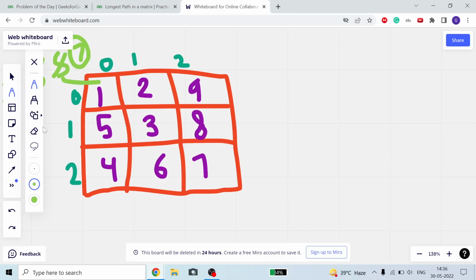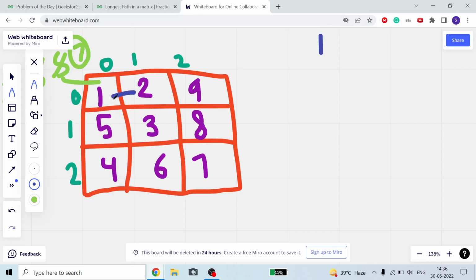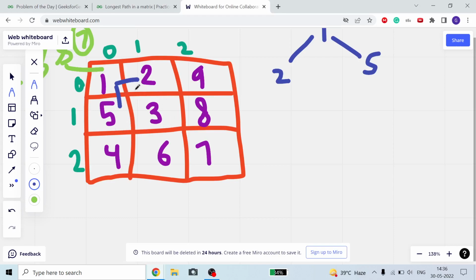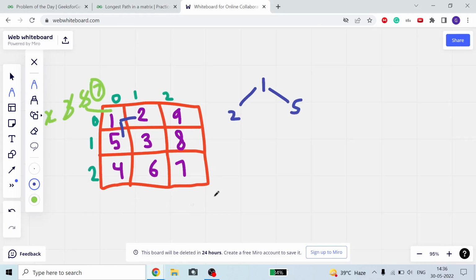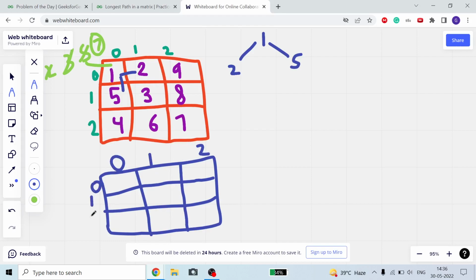From 1, I am making this because it is not that hard, we just need to understand the approach. From 1, we can go to 2, we can go to 5. Suppose for a minute we are going to 5 first, and we are updating the DP here as well. I am making another table, this is my DP table, which initially contains minus 1 in all the cells. These are indexed 0, 1, 2. I am not writing the minus 1s because I would need to erase them.